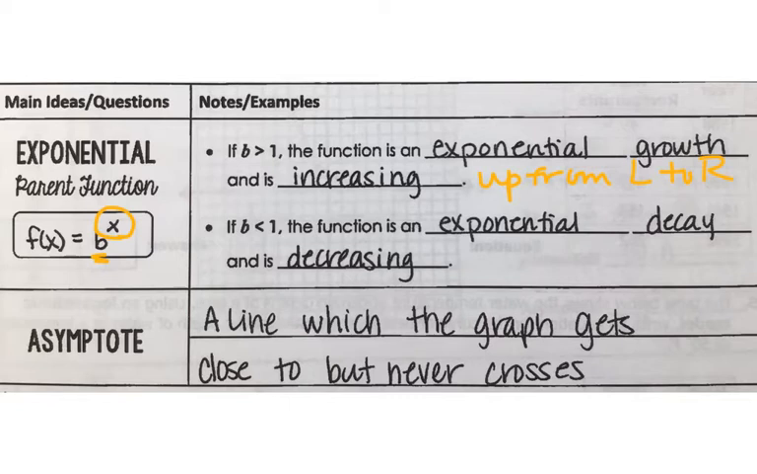Okay? Now, if b is less than 1, the function is an exponential decay and it's decreasing. That also means it will be going down from left to right.